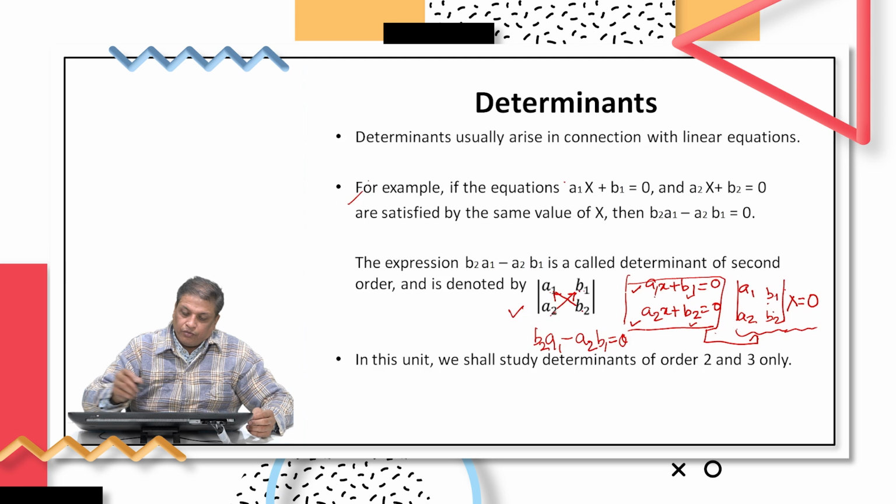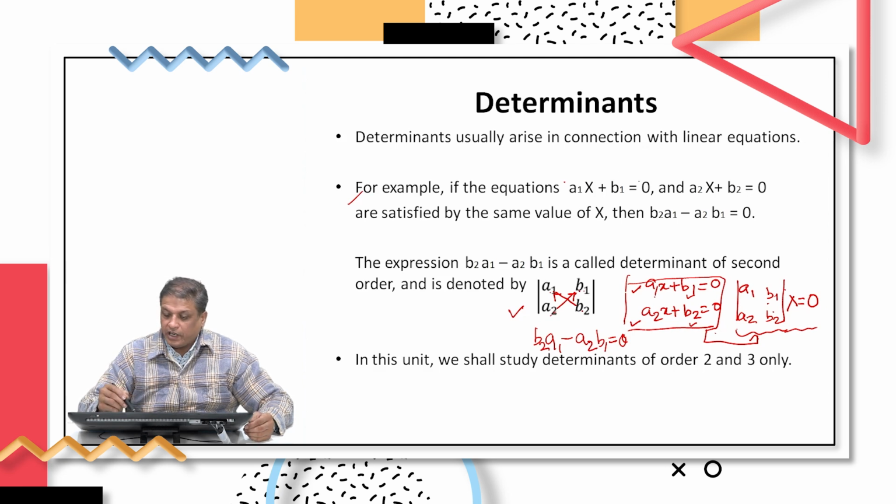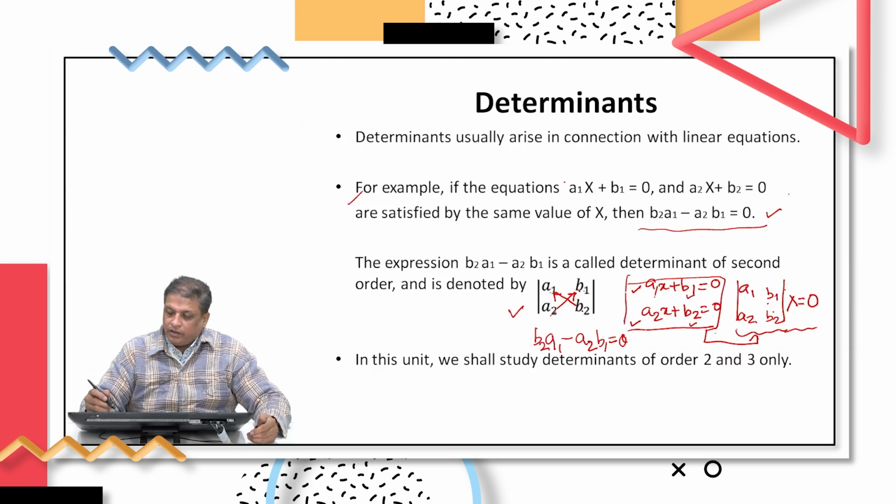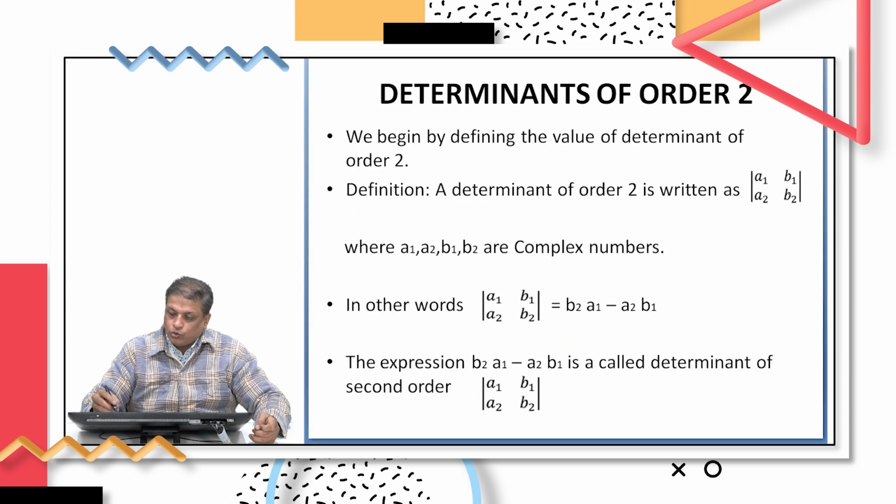So when we are given a system of equations A1x plus B1 equal to 0 and A2x plus B2 equal to 0, satisfied by the same value of x, then this is true. We will understand these concepts in detail with the help of examples. This is just the beginning of the journey. So we learned that the order of the determinant is 2, that means there are 2 rows and 2 columns.